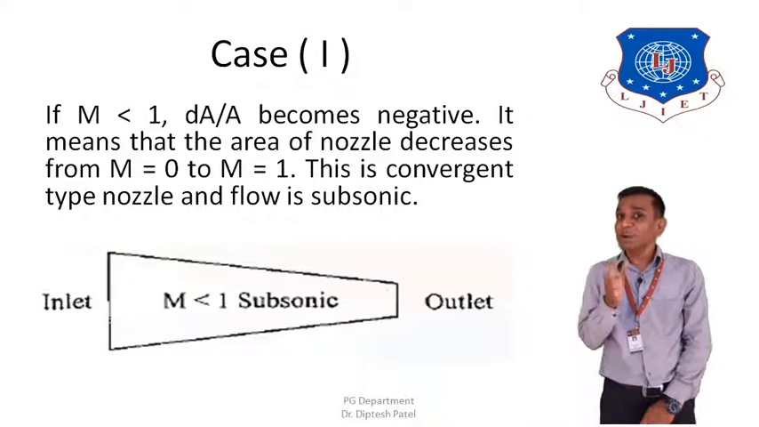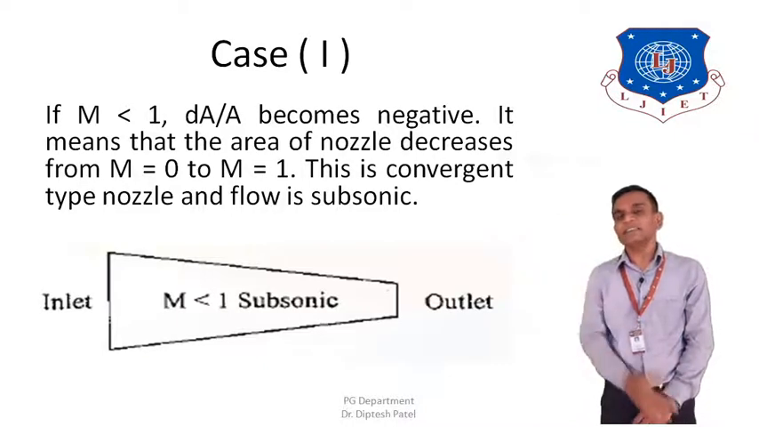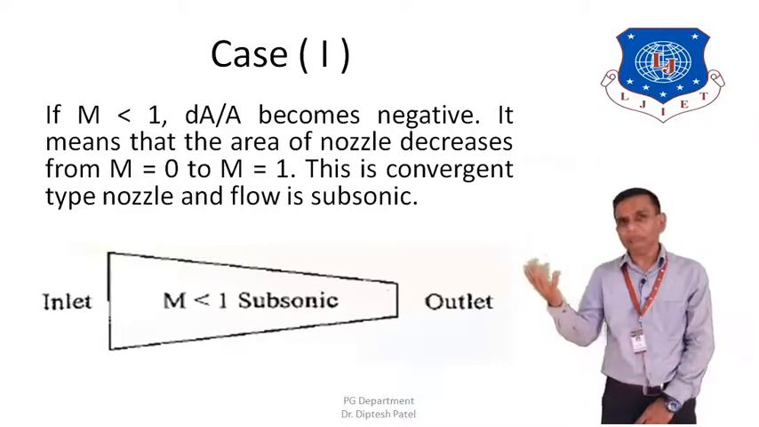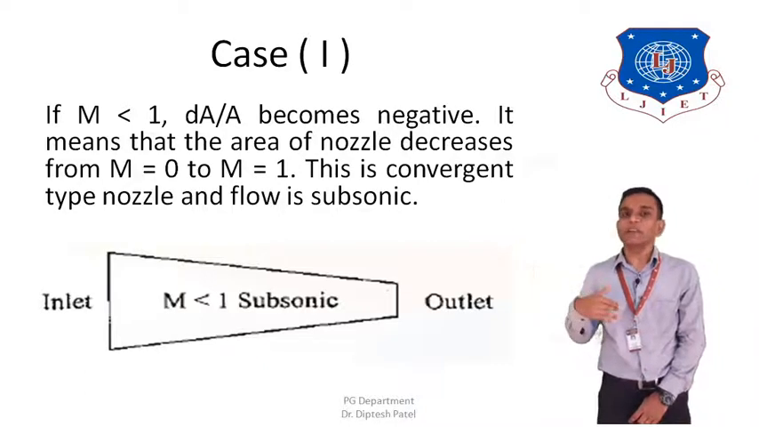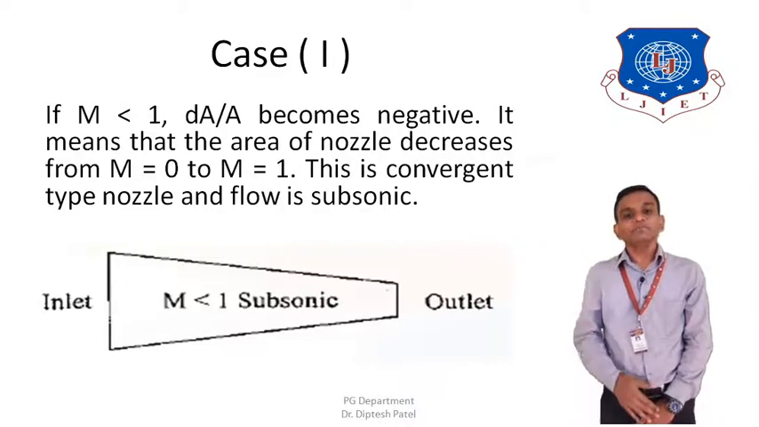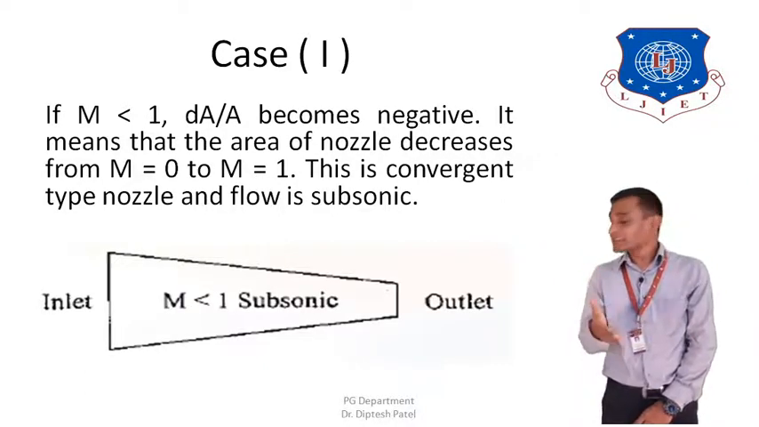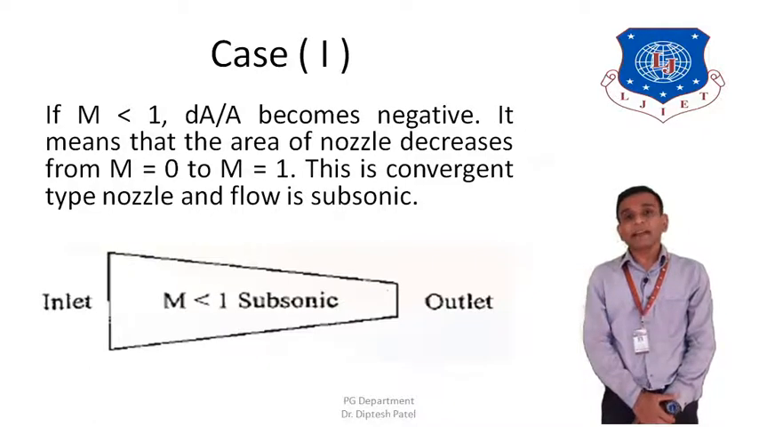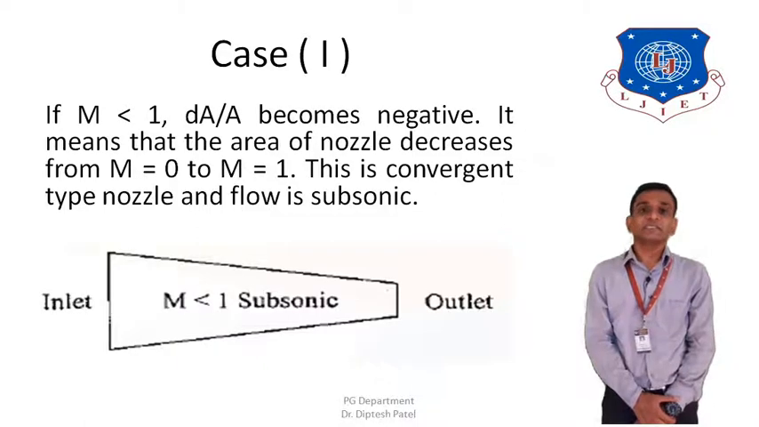If it is below 1, then it's a subsonic velocity, and if it is above 1, then it is a supersonic velocity, or even hypersonic velocity if it is going more than 5. So here for case 1, we have considered Mach number lower than 1. For that it's considered a subsonic velocity.